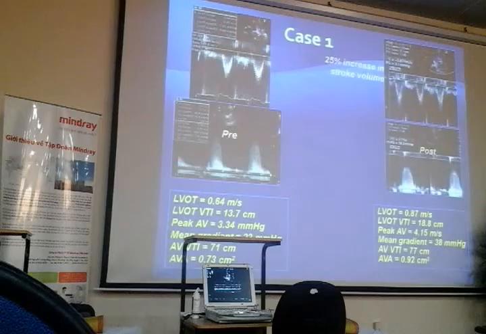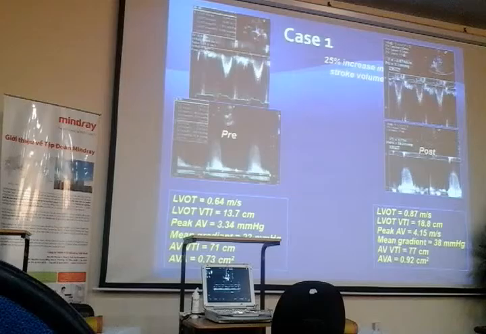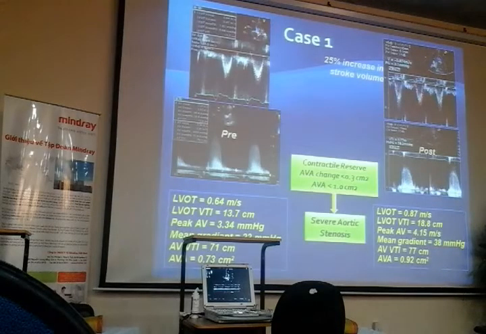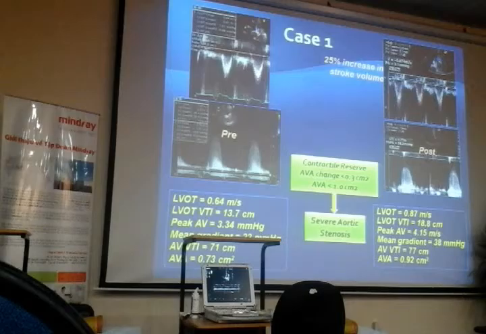Ended up having a 25% increase in stroke volume, and we did have to get our post-peak velocities from the right parasternal imaging window, and ended up having, therefore, contractile reserve, no significant change in the valve area, and therefore true severe aortic stenosis.